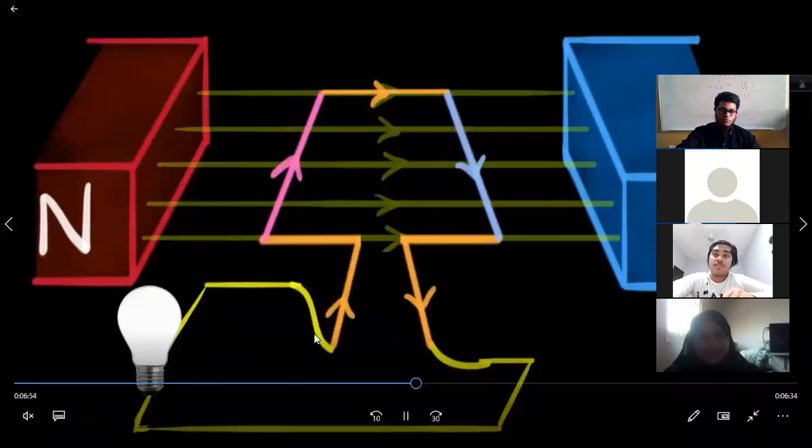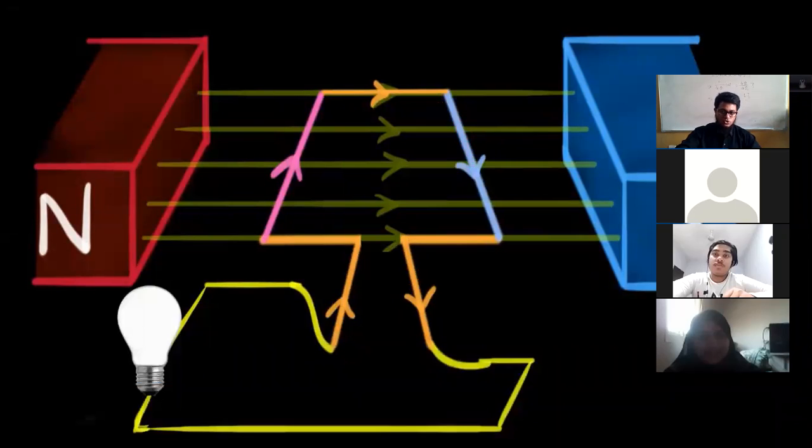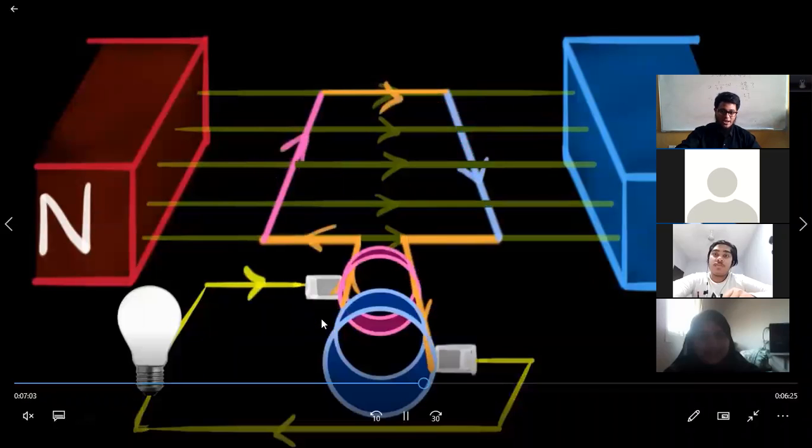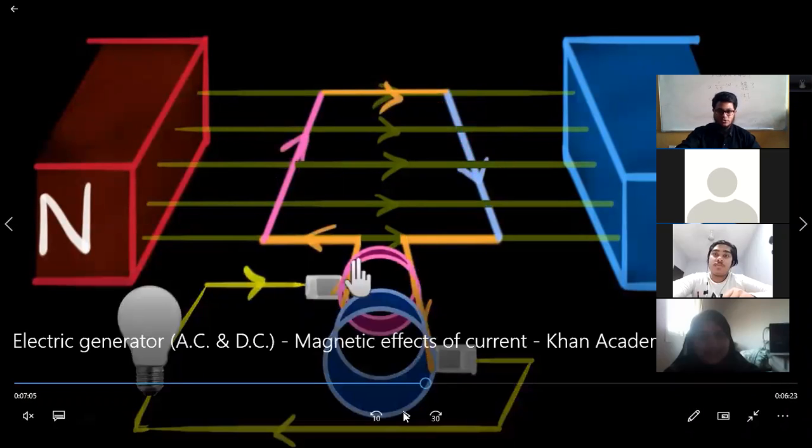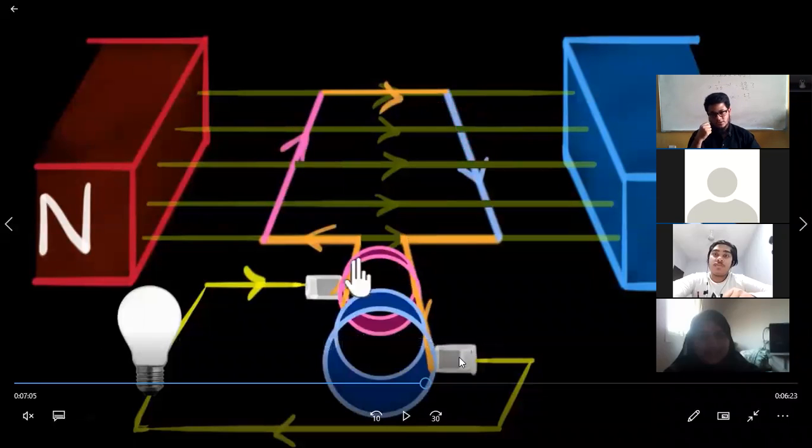So we need to come up with a solution, with an arrangement that will allow us to keep the current flowing without any kind of problem. And that arrangement is the slip ring and the brush. Brush is something that you are already familiar with. We have a toothbrush, right? The part that comes into contact with our teeth, that is the main brush part.